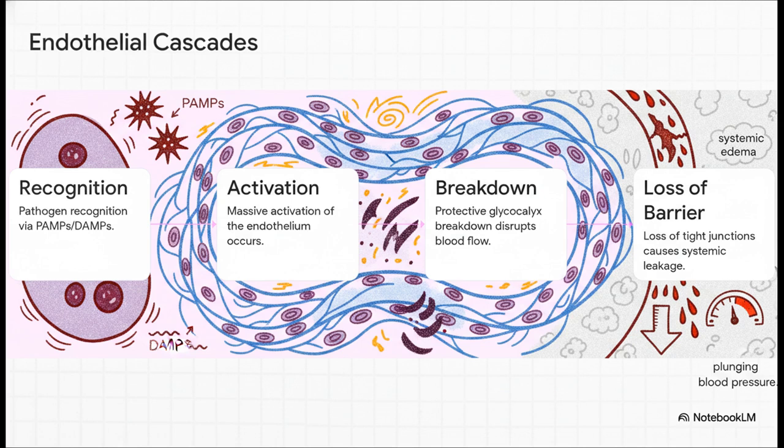Step 3, this activation strips away the protective coating of the vessels, called the glycocalyx. And finally, Step 4, the tight junctions holding these cells together are totally destroyed. This creates a leaky barrier, causing your capillaries to literally dump vital fluid straight into the surrounding tissues, which leads to systemic edema and plunging blood pressure.